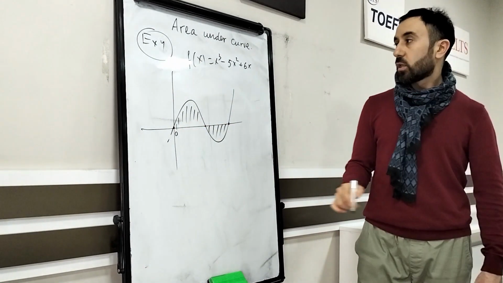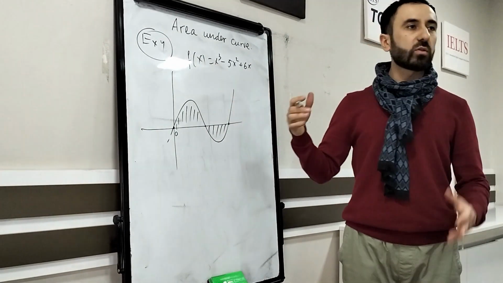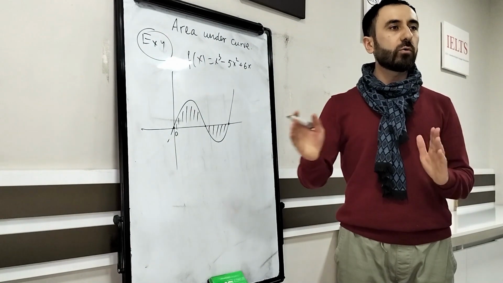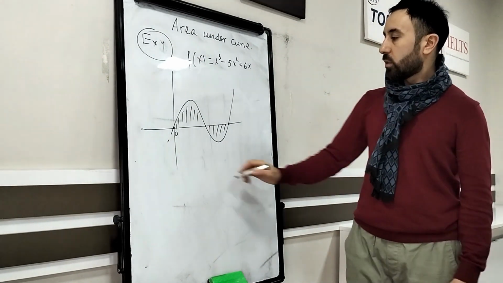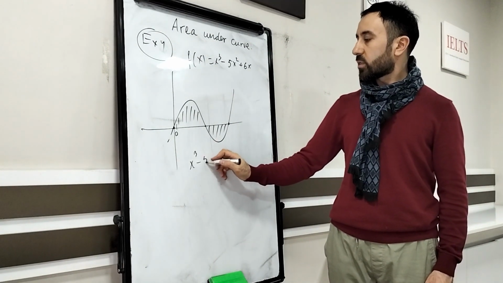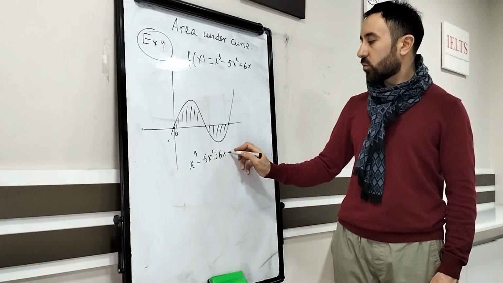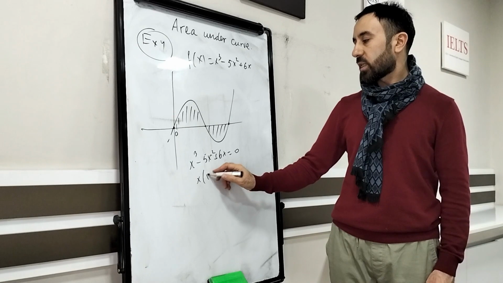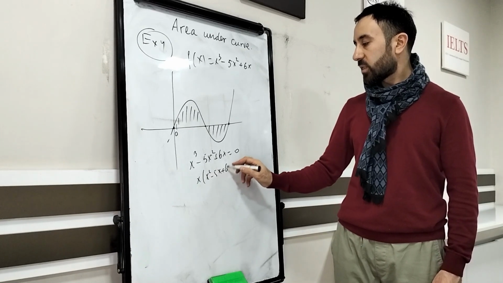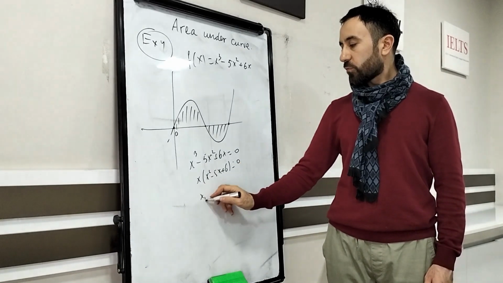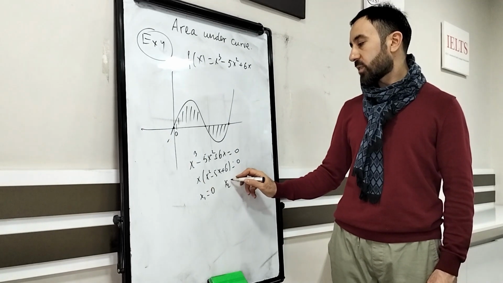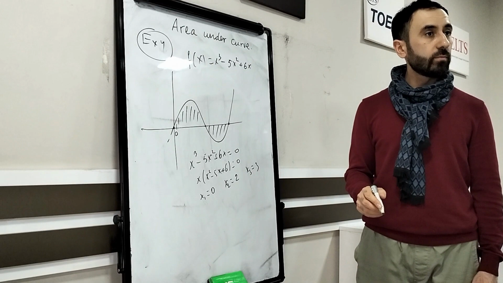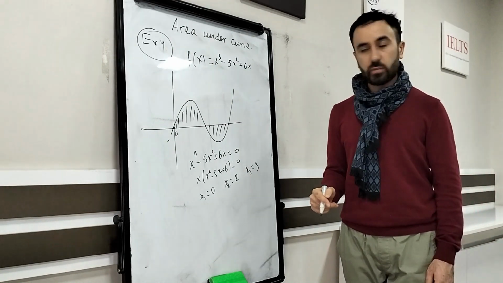So what to do? We should make the function equal to 0. We should find zeros of functions. Zeros of functions will be boundaries for the integral. X cubed minus 5x squared plus 6x equal to 0. Factorize x squared minus 5x plus 6. First 0, second 2, third one is 3. Am I right? 0, 2, 3, yes.